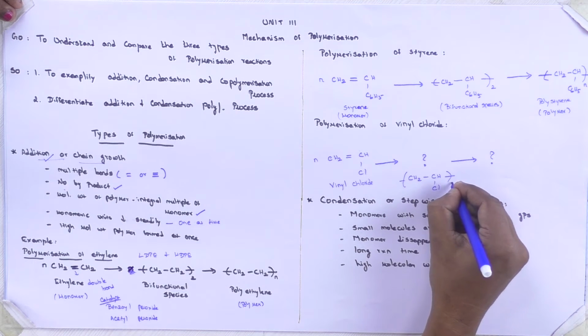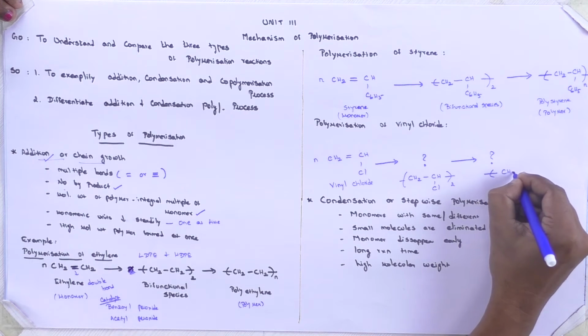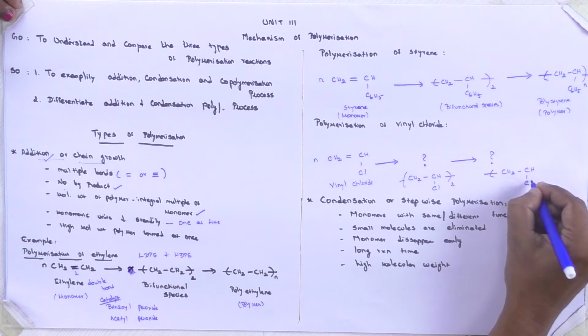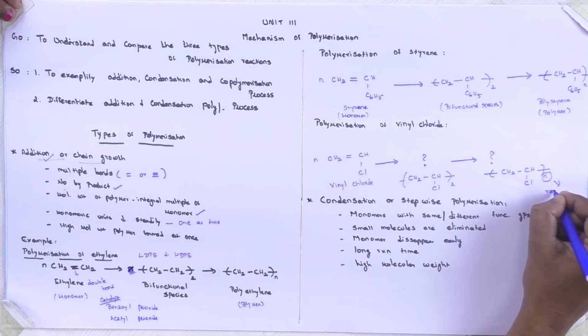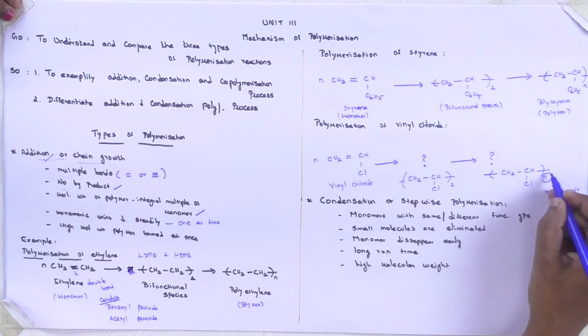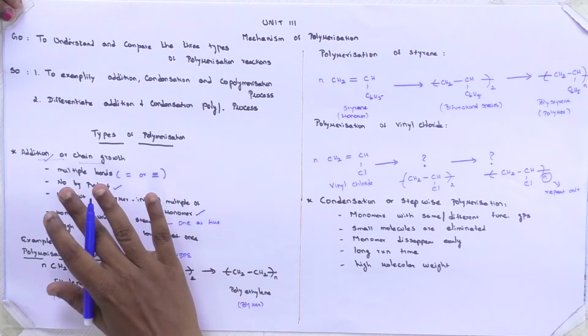The bifunctional species is formed like this, and this is the polymer. N molecules. So this is nothing but a repeat unit, which we saw in the last class. Whether the polymer is a high molecular weight polymer or a low molecular weight polymer depends upon the number of repeat units that are formed, and this number depends on the conditions that you are taking for the polymerization process. So this is about addition polymerization reaction.